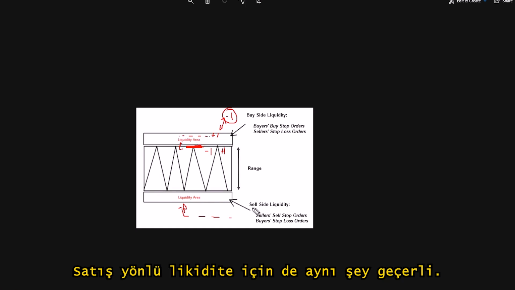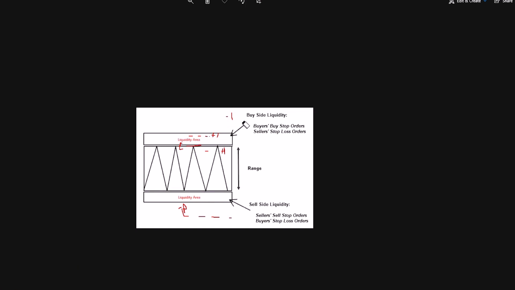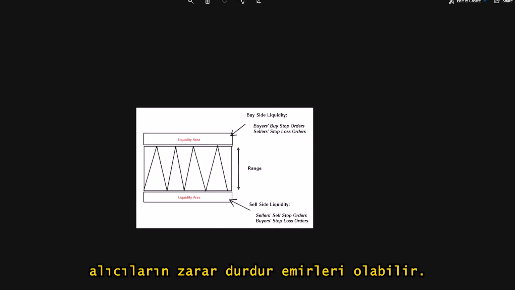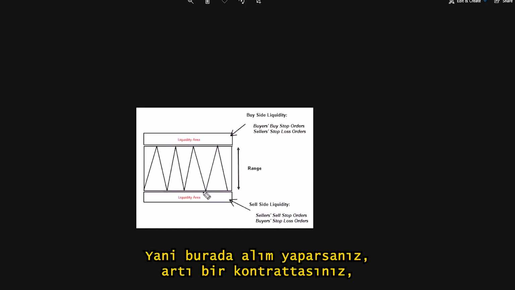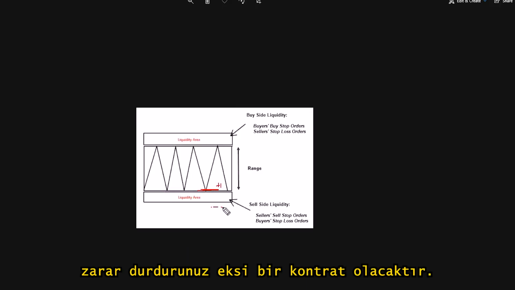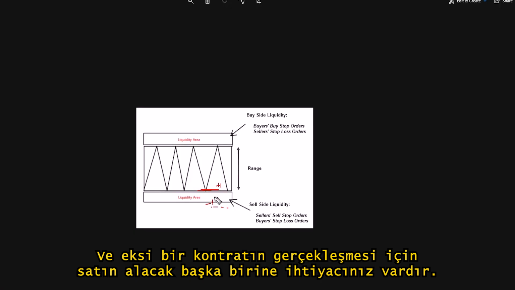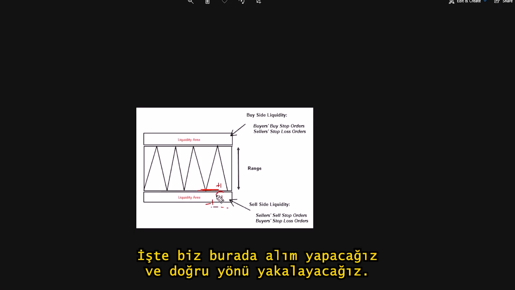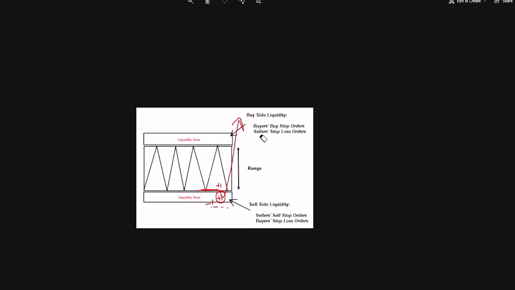Now, same thing with sell side liquidity. You can have buyers' stop losses acting as liquidity. So if you buy over here, your +1 contract, your stop loss will be -1 contract. And for the -1 contract to be filled, you need someone else to buy. So this is where we're going to buy and then go in the right direction.